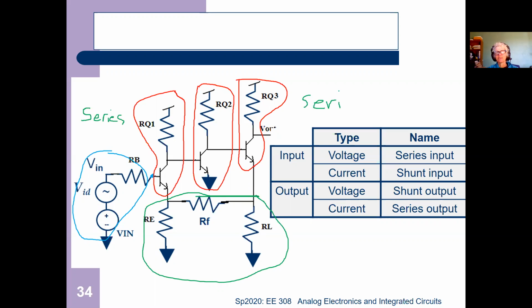And now again, is that voltage input or current input? Current input. Series over here. So if you go over here, we've got series here, which tells you it's voltage. And series output, that's current. Okay, so this is a voltage input, current output. What kind of amplifier is that?